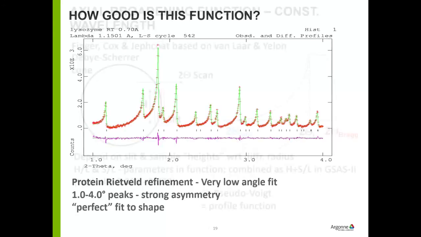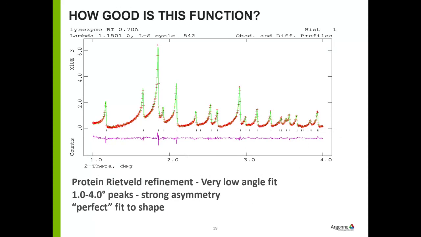How good is this function? Well, here is a little bit of a protein powder diffraction pattern, taken at NSLS on a diffractometer where the slits were wide open in order to get the intensity up. And you can see the shapes of the peaks. There's this long rise and then a sharp drop off. And it basically nails it. Okay?